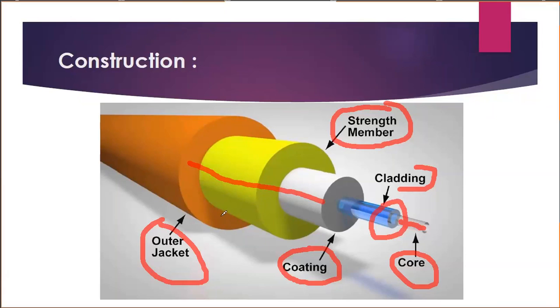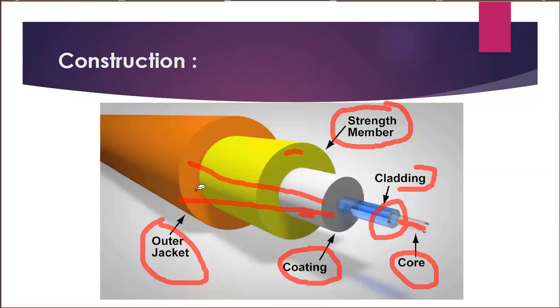But if you go through the details of what the components of the outer jacket are, what layers are in it, then you can find this coating part, this strength member, and so on. Basically these are all layers, and collectively people call them the outer jacket, so don't worry about that. The important thing is the core and cladding, and the remaining upper layers are what we know as the outer jacket, to protect the core and cladding part.